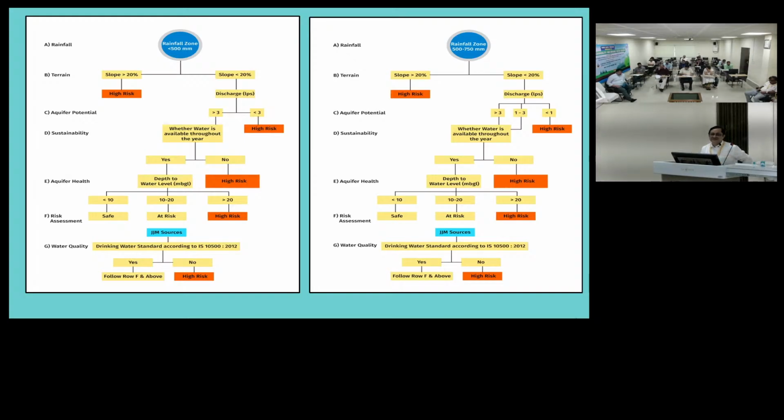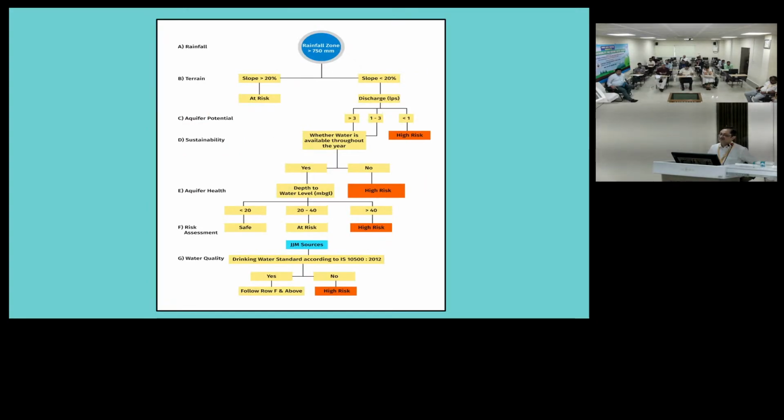If parameters are beyond the permissible limit, then they will be considered high risk villages. And this is the last situation. Here our entire northeast region falls under this category, more than 750 mm rainfall, and you will have this PPT, you can go through it. The same logic has been followed.